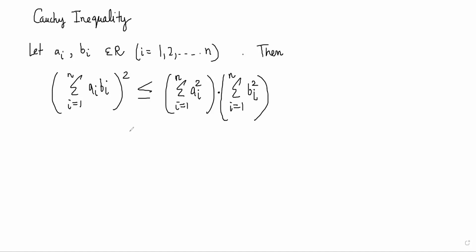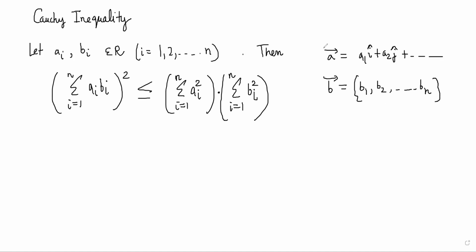So what is this inequality about? You should think of A as a vector with components. So let's say a1 i cap and a2 j cap and so on. There is an n-dimensional vector A, and B is another vector with components b1, b2 and so on to bn, right? If you think of these two vectors, the dot product of these two vectors is a1 b1 plus a2 b2 till an bn, which is basically the summation of ai bi, where i goes from 1 to n.